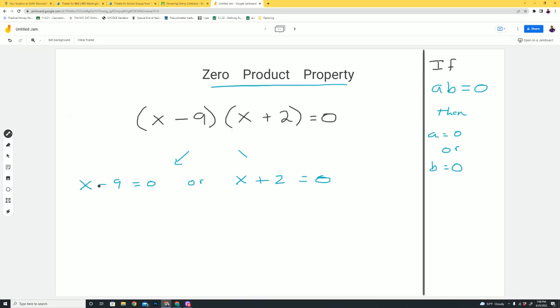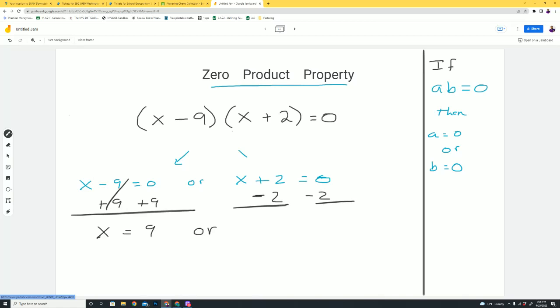In order to solve for x, we add 9 to both sides here. We get x by itself. x is equal to 9, or we can go over here. We subtract 2 from both sides. x equals negative 2. So the solution is x equals 9 or negative 2.